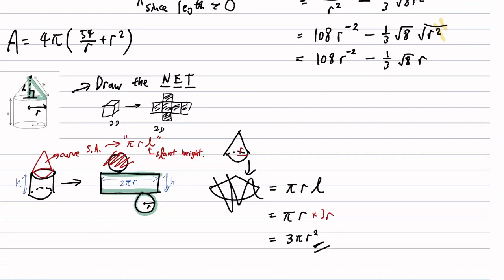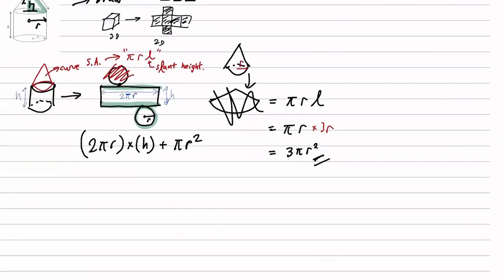Okay. It will be 2 pi R times H plus how many circles? Plus 1. One circle only. So what's the formula for area of circle? Pi R square. Very good. Okay, so now you notice a problem.